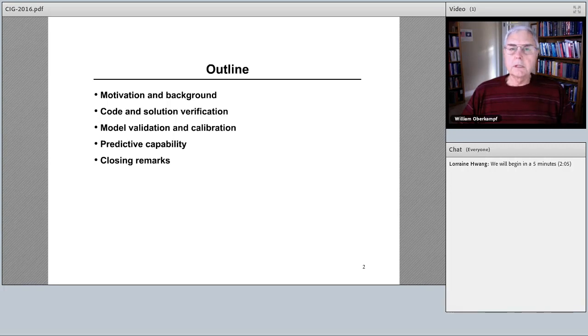Model validation and calibration are two very closely related ideas. And in the field of geodynamics, geosciences, calibration is very important. In fact, you could argue that it's maybe even more important than a model validation. In engineering, the perspective is very heavy on also model validation. And then I'll talk about predictive capability and non-deterministic simulations, and then I'll close with a few remarks, and I'll be glad to answer questions at the end of the webinar.